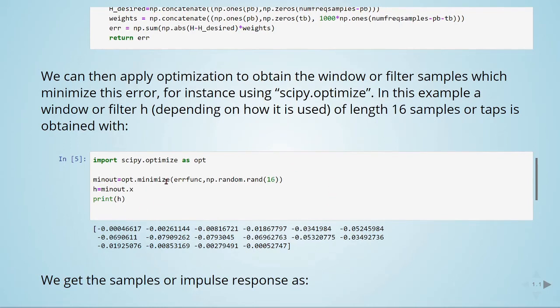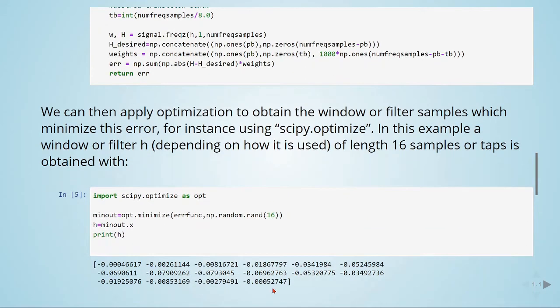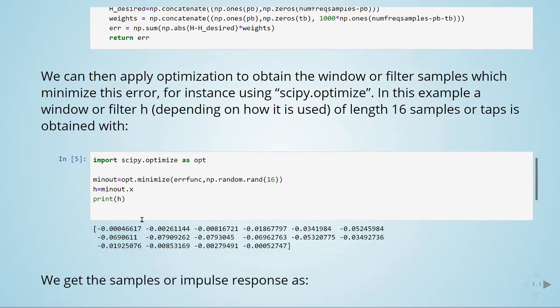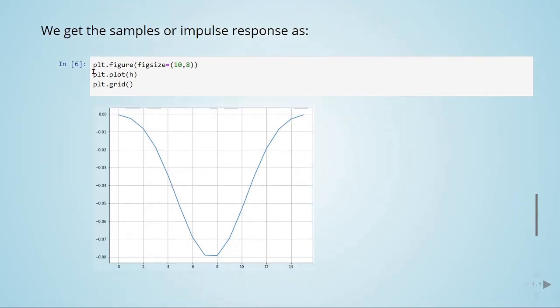So here we are using scipy.optimize. We pass the error function we defined here. We give it initial values, so it's kind of the guess, the starting point, and then this function will minimize this error function, and we will have here our window or our filter H. So we get the samples or impulse response, and we plot.